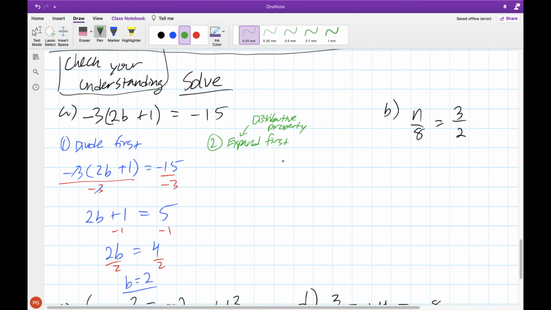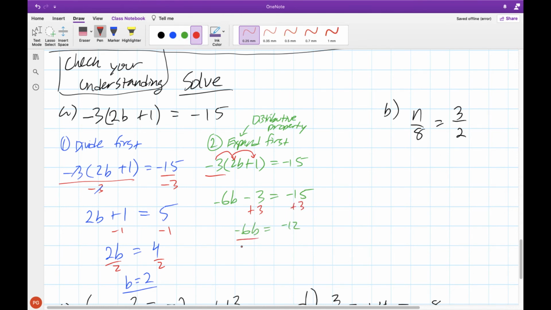We could also use the distributive property by expanding this first. So that would mean that we would take our -3 and multiply it into our brackets first here. And we would end up with this. -3 times 2 gives us -6. -3 times 1 gives us -3. And now we would move our number over to the other side.